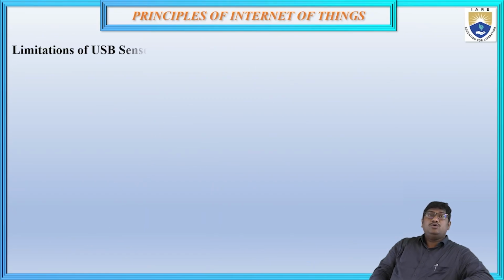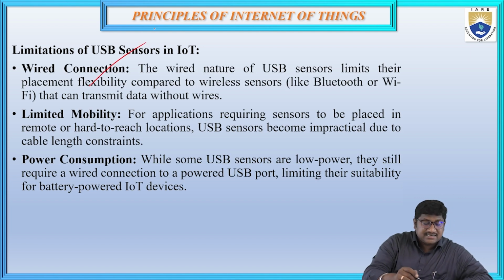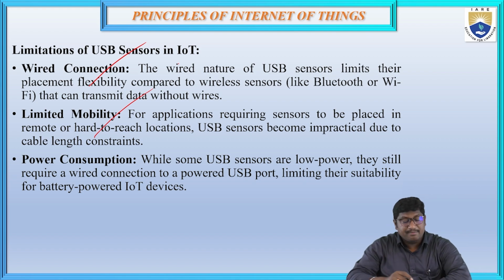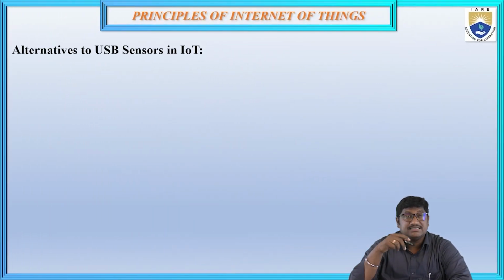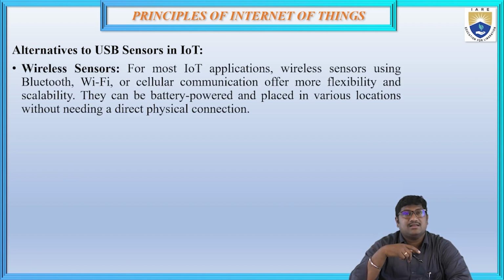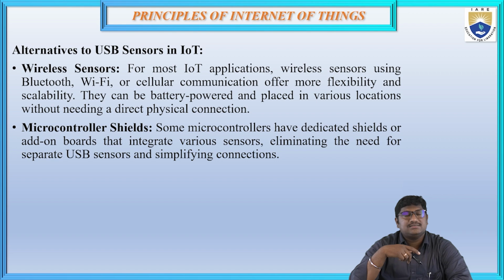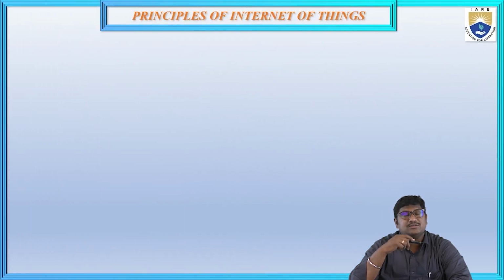And coming to the limitations of USB sensors. The limits are: a wired connection is required, mobility is limited, and power consumption compared to the other sensors is high. Why? Because it is a wired sensor. And what are the alternatives? Wireless sensors are alternatives for USB sensors. Microcontroller shields are also alternatives to these USB sensors, utilized in the current IoT industry.